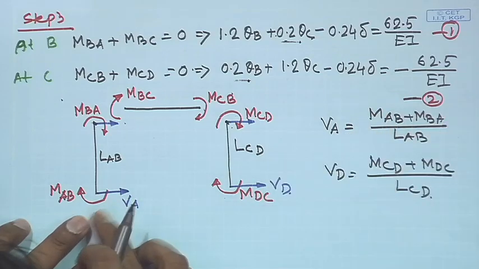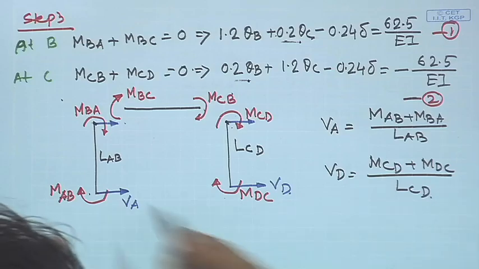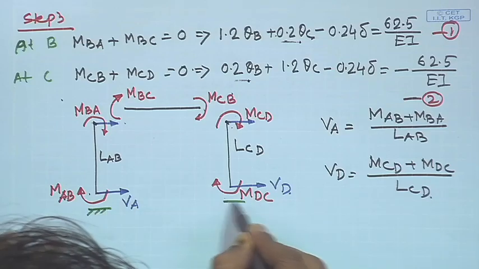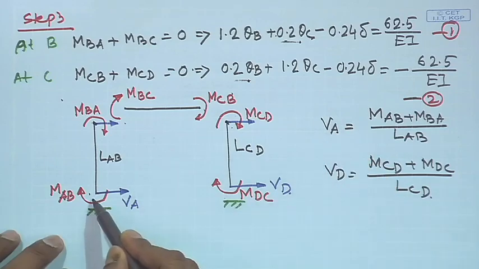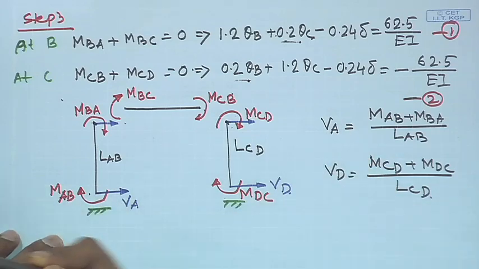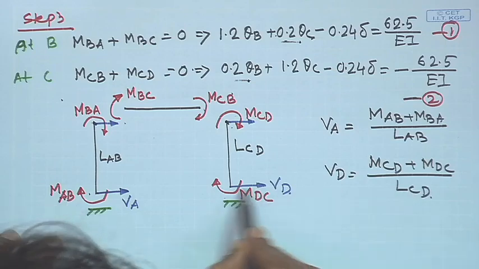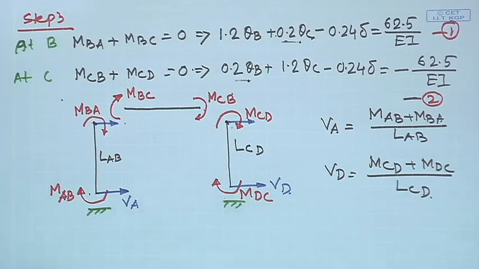So, now what is VA essentially? VA is the horizontal, we have a support at this point, right? We have a support at this point. So, VA essentially, which is shear force at A, is essentially the horizontal reaction at A, as similarly VD is shear force at D, which is essentially the horizontal reaction at D.